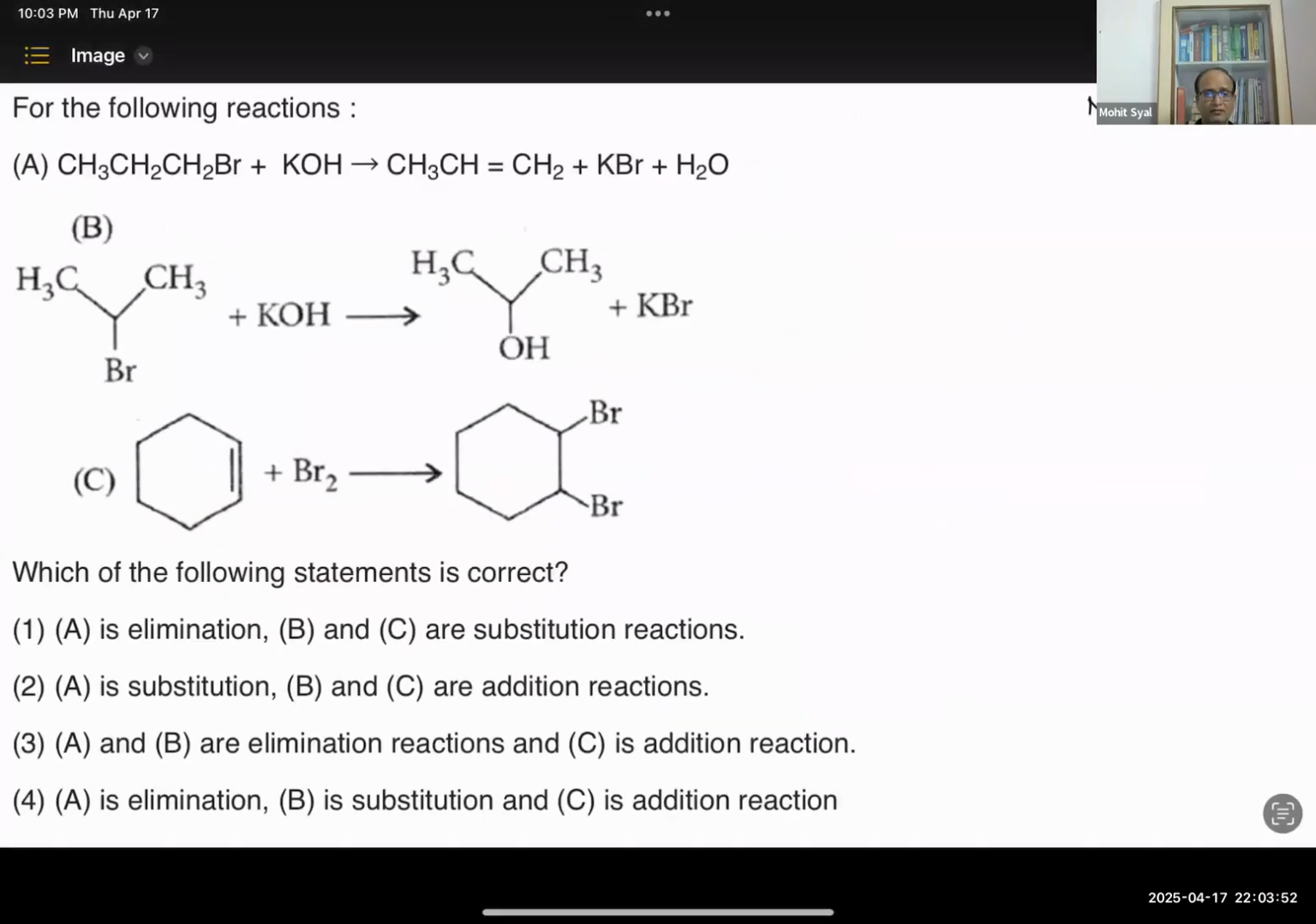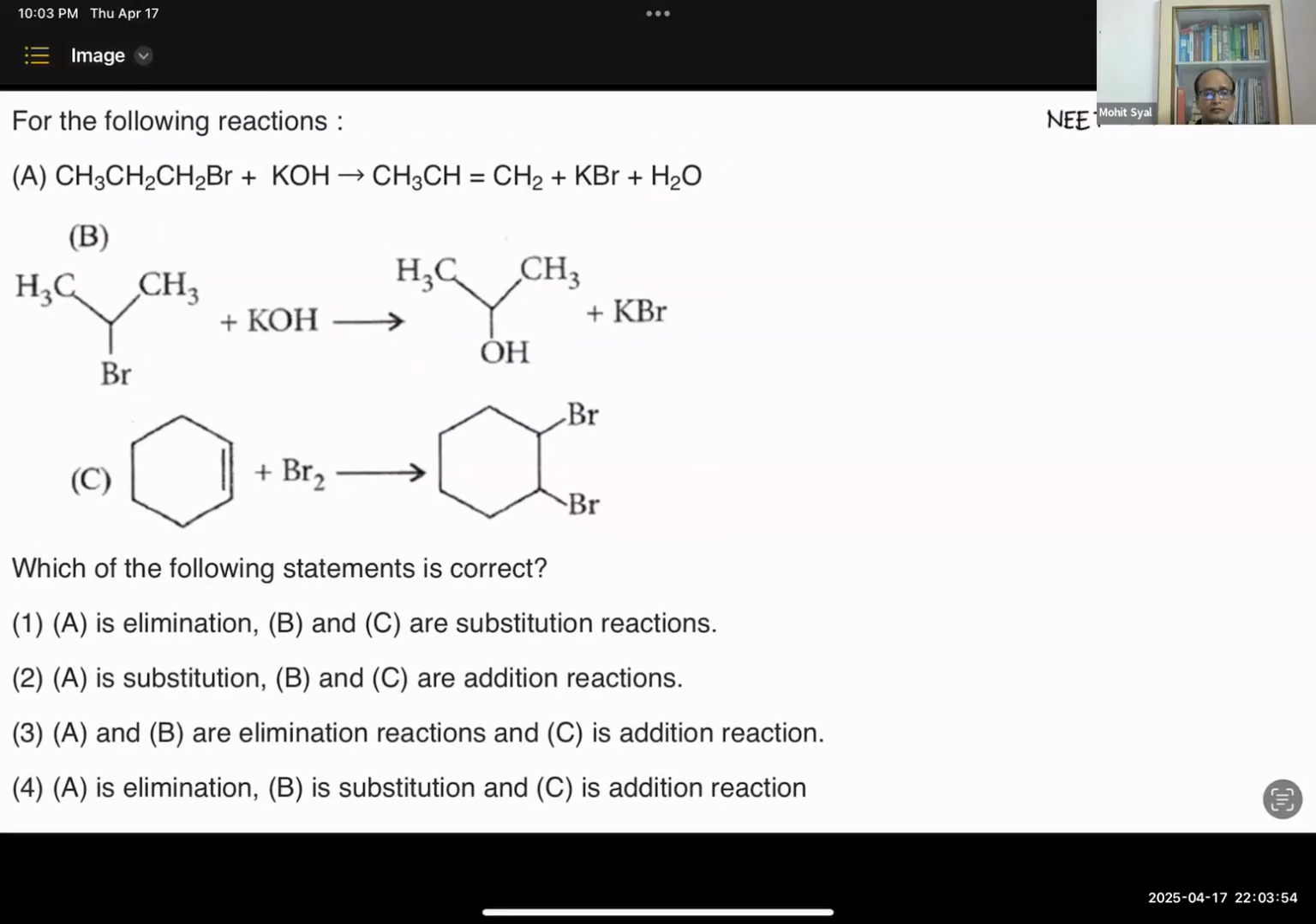Is it substitution? Will it be addition? No, wait, it isn't substitution. It's addition reaction. Addition means two groups go and add to a double bond, and the double bond changes to a single bond. And when two groups get removed, you have a double bond. That is elimination. Addition and elimination are reverse of each other. Got it?